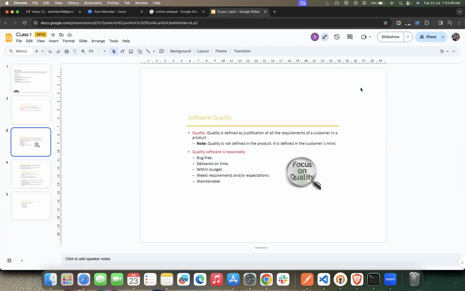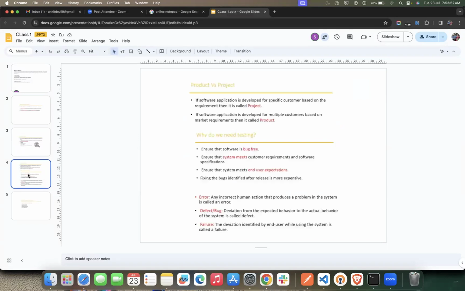Okay. Now we'll be moving towards the next slide, that is product versus project. Any idea what exactly? Can we do it tomorrow? I mean, the time was 10:30. I have my shift starting in the next 5 minutes. Oh, okay. Sure. We can do that tomorrow as well.